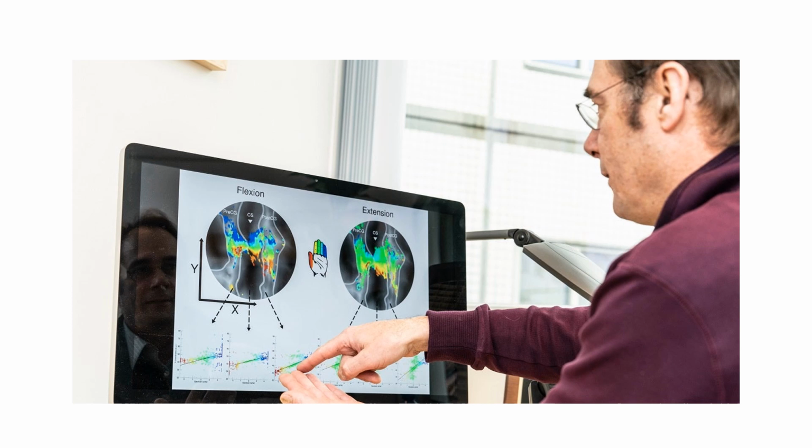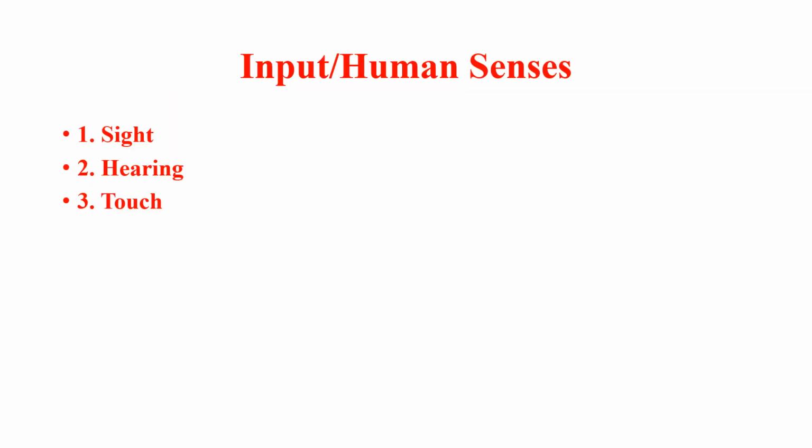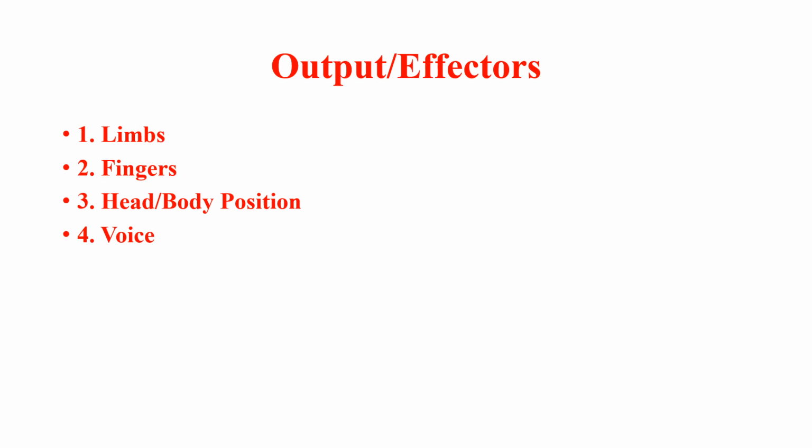Next, input or human senses. There are three types of input. First one is sight, then hearing, and third one is touch. Next, output or effectors. The first one is limbs, then fingers, then head or body position, and the fourth one is voice.